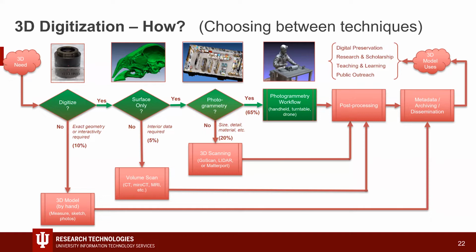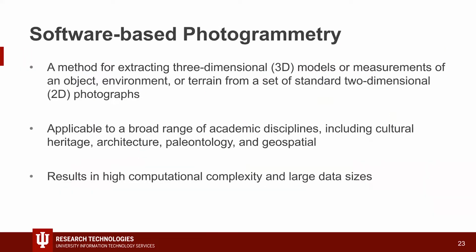So now we've hit the point where we're like, photogrammetry, and you've decided you're gonna do this. And so we should talk about some of the different methods involved. It's a method for extracting three-dimensional data or models from an object, environment, or terrain from a standard set of two-dimensional photographs. It's actually been around as long as modern photography has.